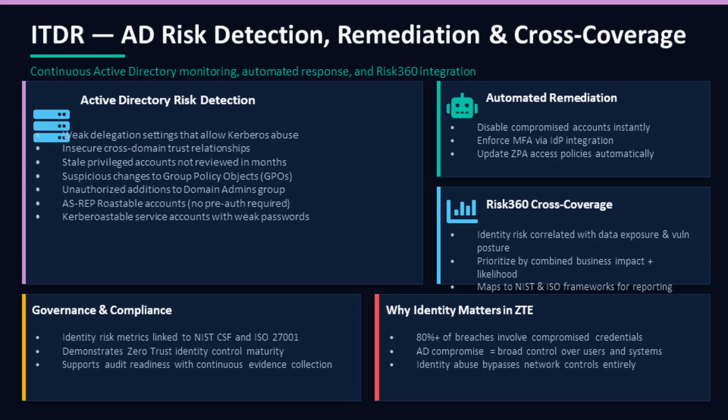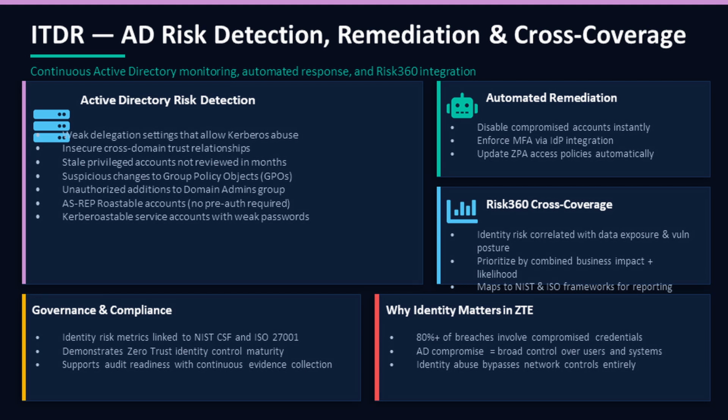ITDR continuously scans for all of these, providing a real-time picture of AD risk posture. Automated remediation is where ITDR transitions from detection to action. When compromised credentials are found, ITDR can trigger account disablement through integrations with identity providers. When MFA isn't enforced for high-risk accounts, ITDR can trigger enforcement. When ZPA access policies need updating to reflect newly discovered risky identities, ITDR drives those updates automatically.